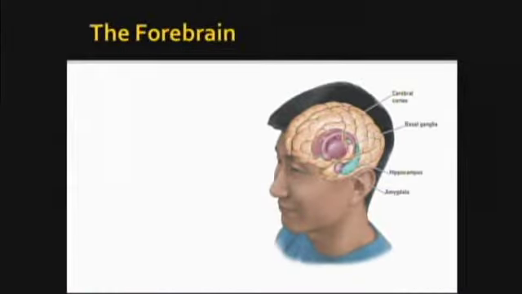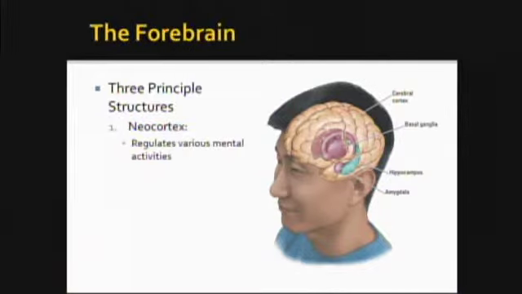So moving up into the brain, we've gone from, again, the hindbrain, the midbrain, the diencephalon. Now we're going to end up in the forebrain. And the forebrain is the major portion of the brain, right? Remember my brain model from last class, which I forgot to bring today. It is most of what we think of when we think about the brain. So the forebrain has three principal structures.